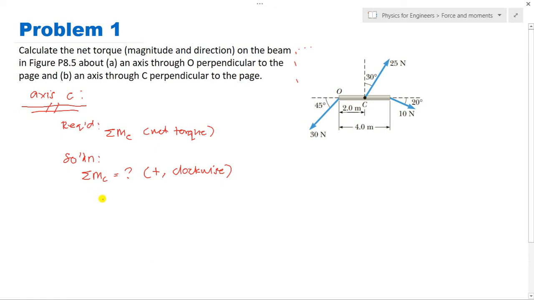So here class, unsa man nga force niini ang dili na ma-applied sa ato ang axis at point C? Unsa man, is it the 30 newtons, 25 or 10? Okay, 25. Again, ganun 25, hinigo na mangod siya sa axis nato nga C. Okay, so wala na 25. Only 30 and 10.